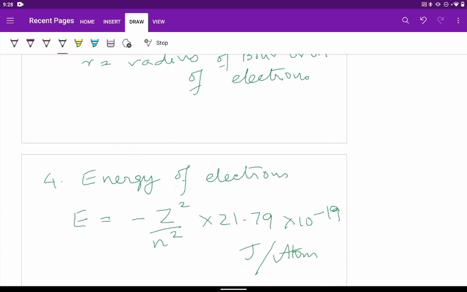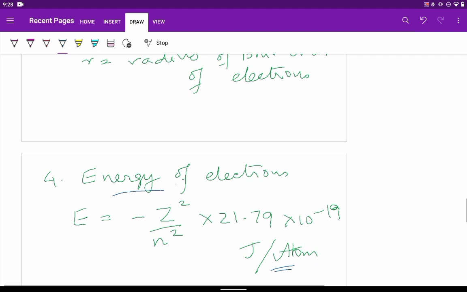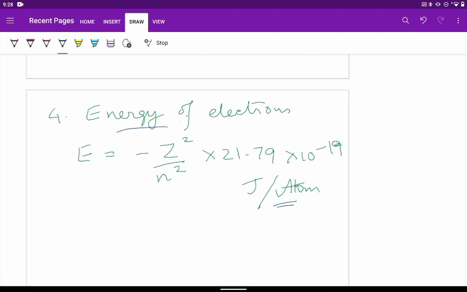Next, the energy of the electrons can be calculated by E equal to minus Z square by n square into 21.79 into 10 to the power minus 19 joule per atom. With this we can calculate the energy of electrons. I will continue with this topic in my next video also, and we will try to solve some of the numericals. I hope these points will help you in the exam.